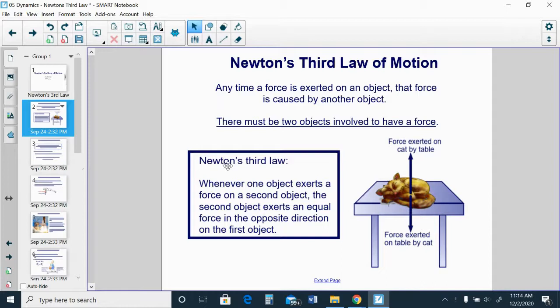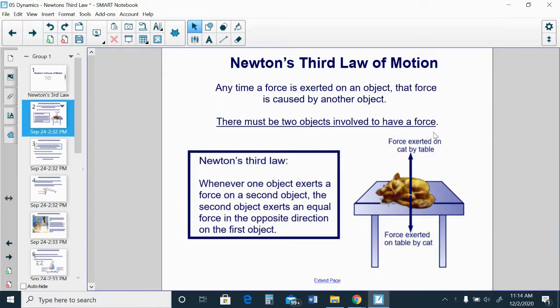Newton's third law states that whenever one object exerts a force on a second object, the second object exerts an equal force in the opposite direction on the first object. So anytime a force is exerted on an object, that force is caused by another object. So there must be two objects involved to have a force.